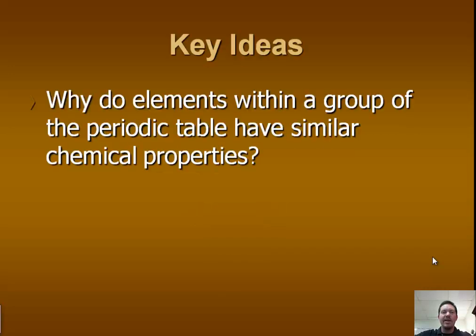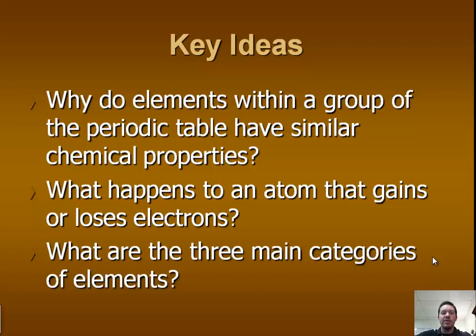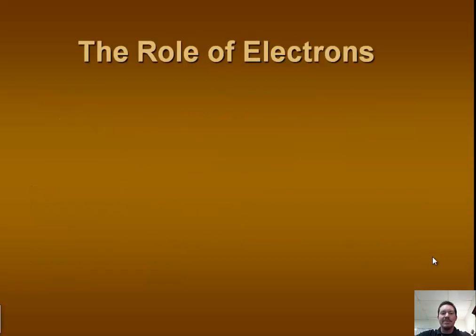Our key ideas: why do elements within a group of the periodic table have similar chemical properties? And what happens to an atom that gains or loses electrons? And what are the three main categories of elements?